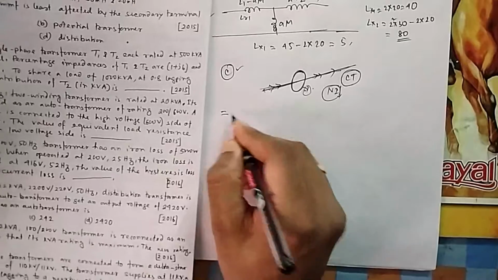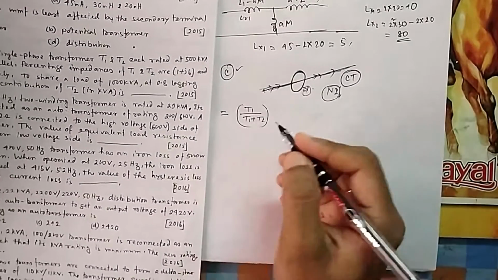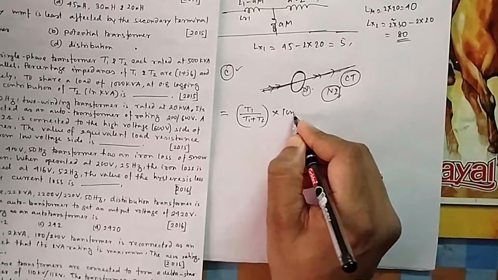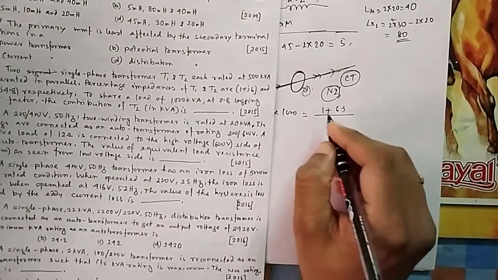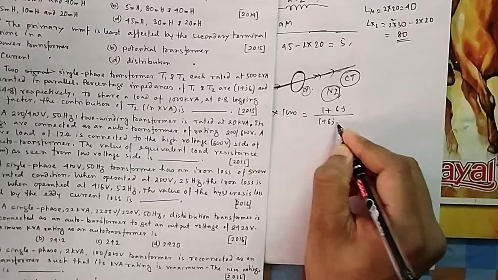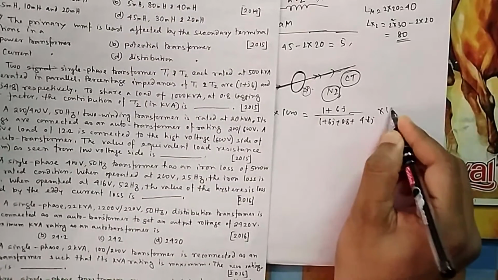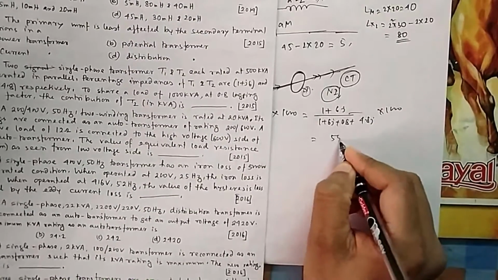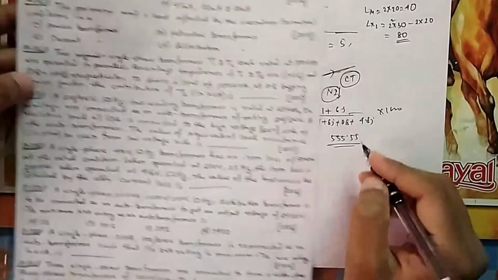So T2 load will be equal to T1 by T1 plus T2. For T2 I am considering, so it will be T1. It is just like your current division into 1000. So it is 1 plus J6 T1 divided by 1 plus 6J plus 0.8 plus 4.8J into this 1000 kVA load. So if you do this one, it will be 5.5 in kVA they are asking, so then only this much.